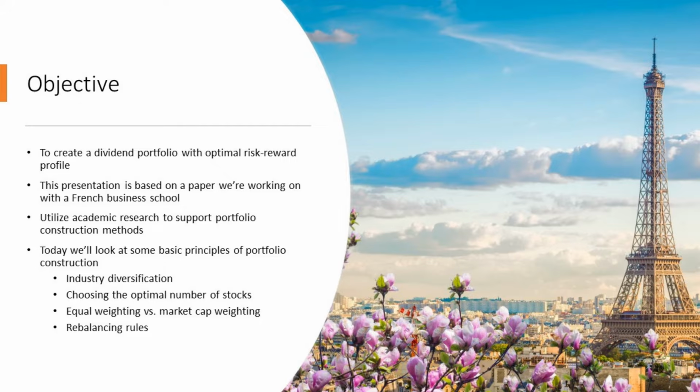French business school, and we're currently in the process of reviewing it and potentially publishing, and it's based on Quantigence, our dividend growth strategy. And what we're doing there is utilizing academic research to support our portfolio construction method. So today we're going to look at some basic principles of portfolio construction, things like industry diversification, choosing the optimal number of stocks, equal weighting versus market cap weighting, and rebalancing.